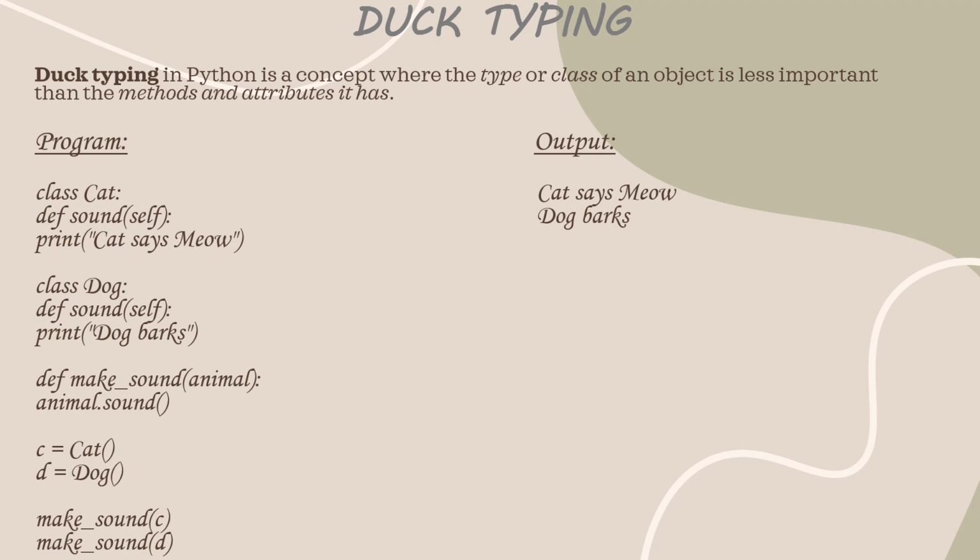Class. We have given the name Cat to it, and we have defined sound, where we have said to print "Cat says meow". Then comes the class Dog. The same process is repeated, and we have asked to print "Dog barks". So def make_sound(animal): animal.sound(), where C is equal to Cat and D is equal to Dog. make_sound(C), make_sound(D) gives us the output: Cat says meow, Dog barks.